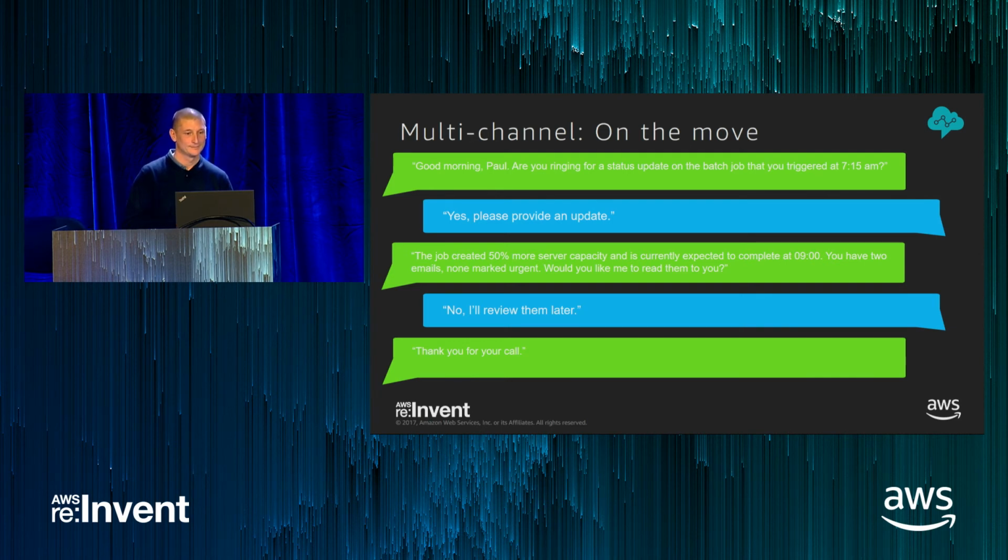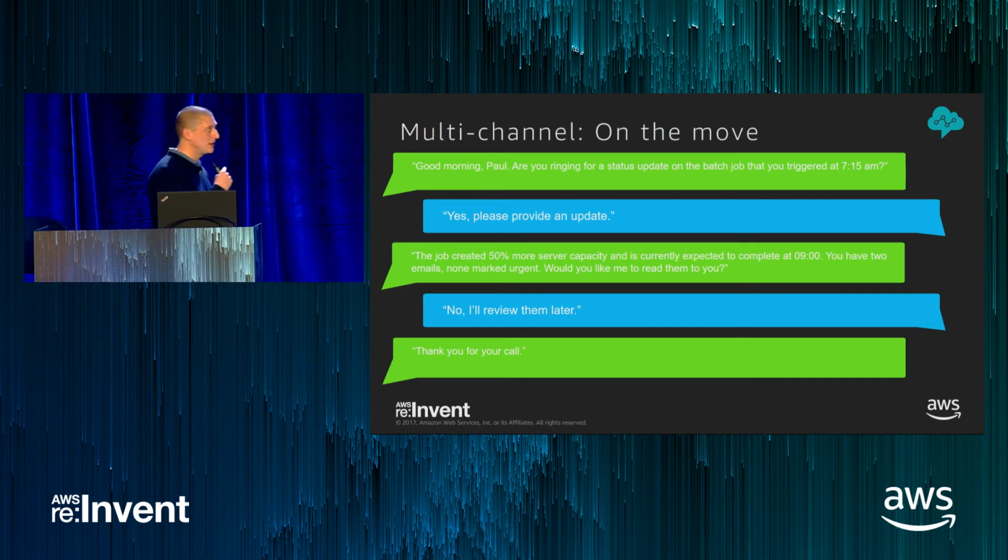Good morning, Paul. Are you ringing for a status update on the batch job that you triggered at 8:56 a.m.? Yes, please provide an update. The job created 50% more server capacity and is currently expected to complete at 9 a.m. You have 2 emails, none marked urgent. Would you like me to read them to you? No, I'll review them later. Thank you.